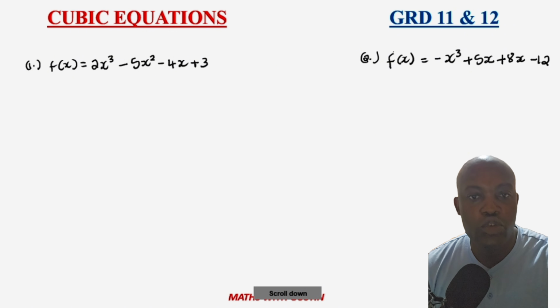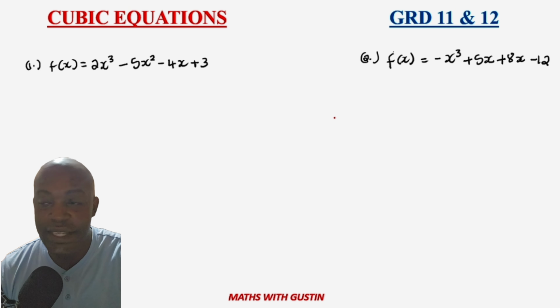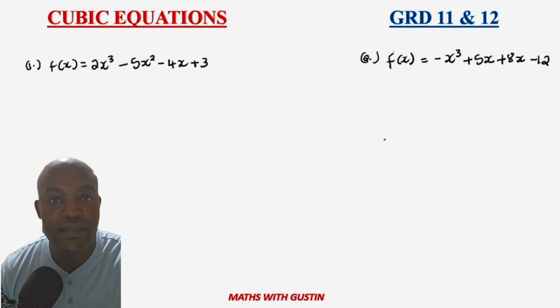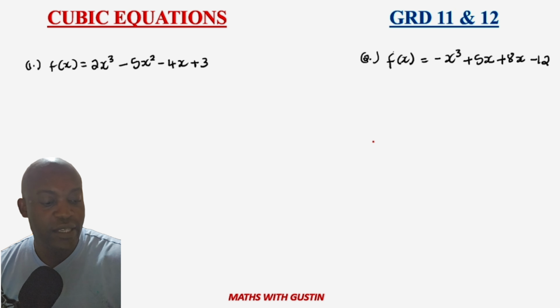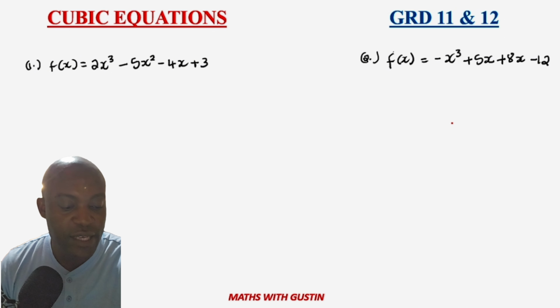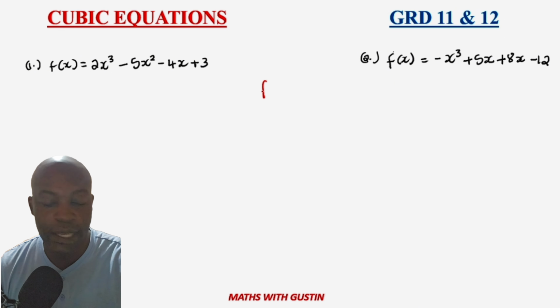Please make sure that you stay tuned. Let's do one more example on this one, which is number 2. Number 2 here is given to us by negative x cubed plus 5x squared plus 8x minus 12.